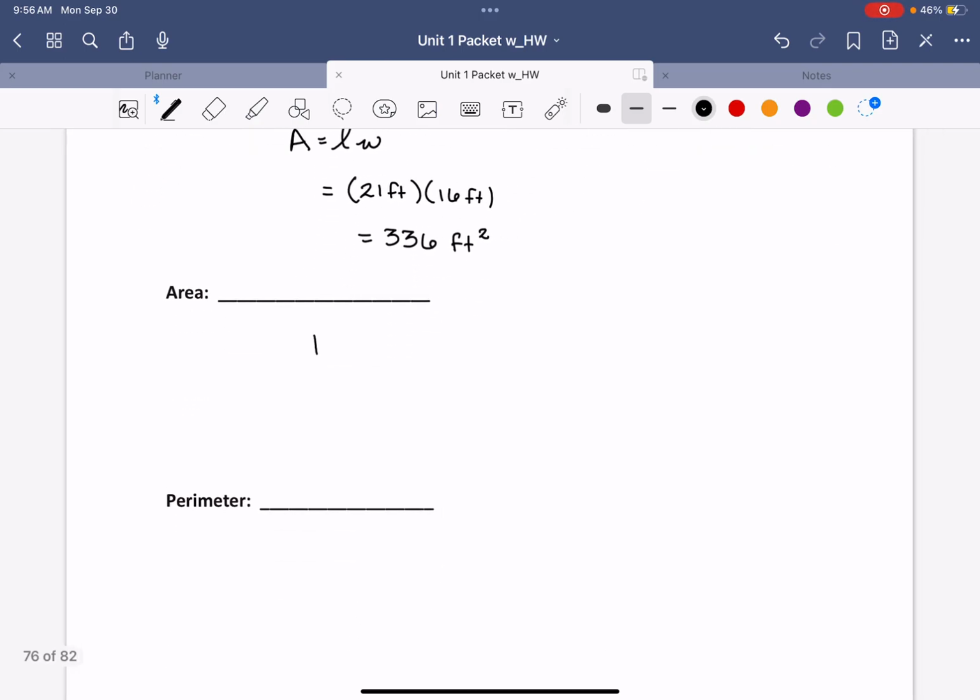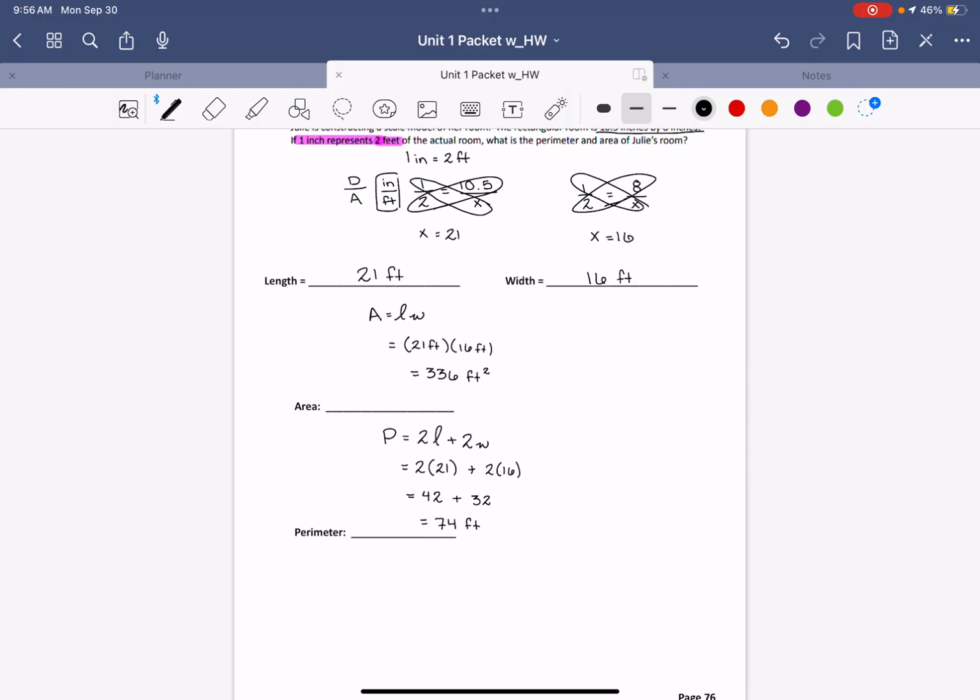My perimeter, make sure you're always writing down your formula before you start plugging things in. So 2 times length plus 2 times width, 2 times 21 plus 2 times 16. So I have 42 plus 32, which should give me 74, and this is just in feet. Okay, those are the 3 steps that you're going to follow to solve problems like this.